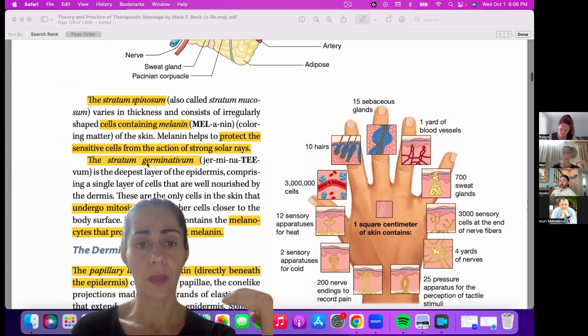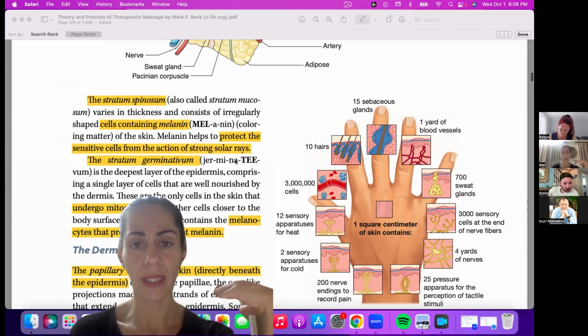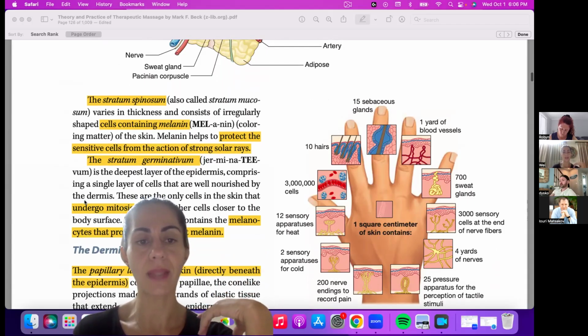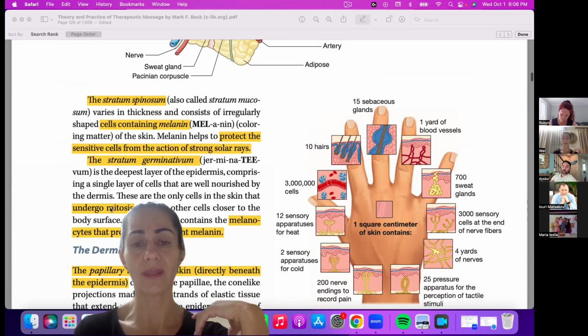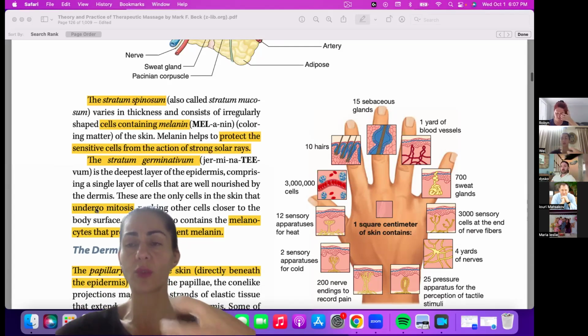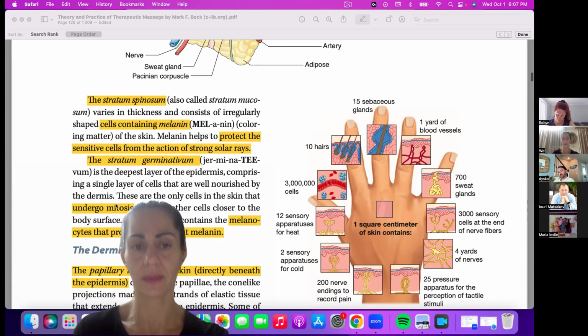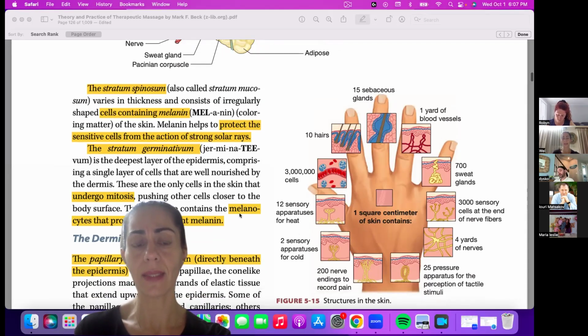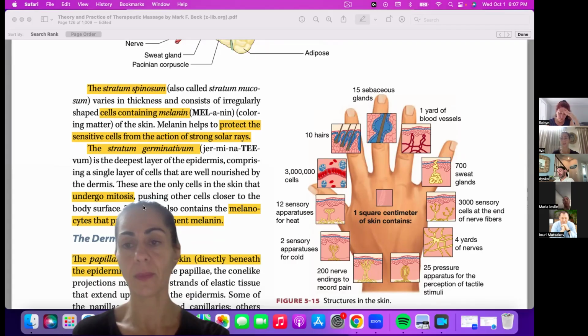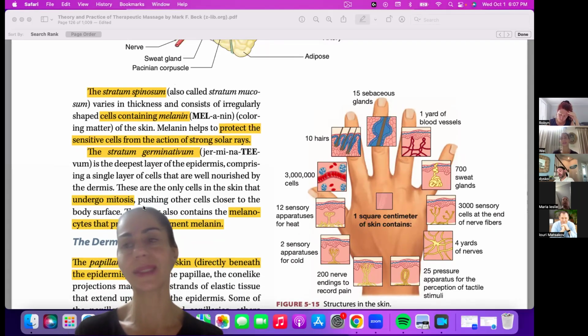Now, the germinativum, if you can read that, that's the layer where mitosis happens, meaning the division of new cells is in that layer. And it contains something called melanocytes. Melano from melanin, and cytes are cells. So in this layer, there's where the melanin is produced. So you just have to highlight those, read them again, and kind of memorize them.